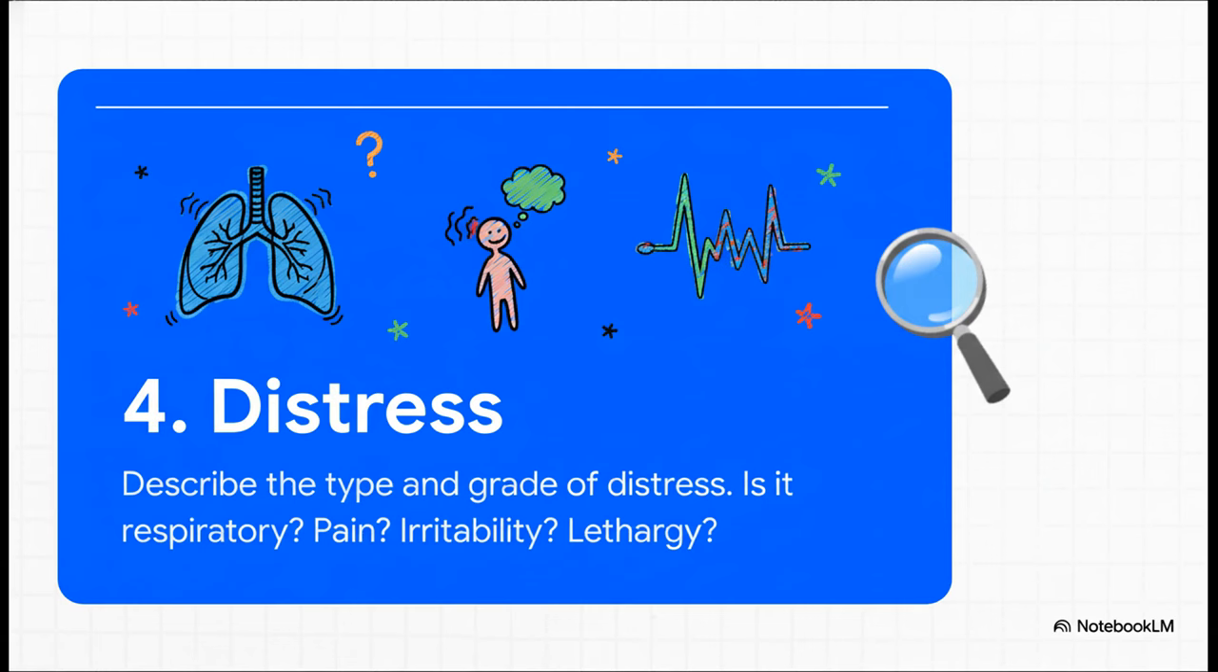And the final D is distress. Now, this is so important. Distress does not just mean respiratory distress. Is the child clearly in pain? Are they irritable, agitated? Or are they the opposite, lethargic, kind of listless? You need to identify the type of distress you're seeing and, if you can, grade how severe it is. This is what paints a crystal clear picture of the child's current state.